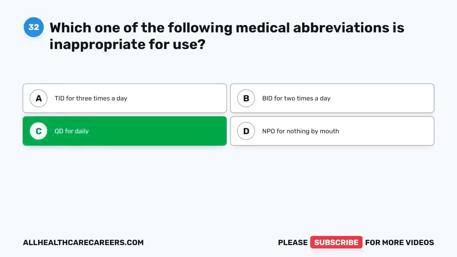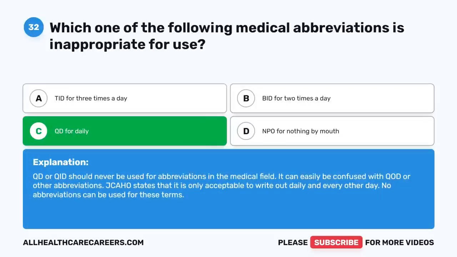C. QD for daily. QD or QID should never be used for abbreviations in the medical field. It can easily be confused with QOD or other abbreviations. JCAHO states that it is only acceptable to write out daily and every other day. No abbreviations can be used for these terms.